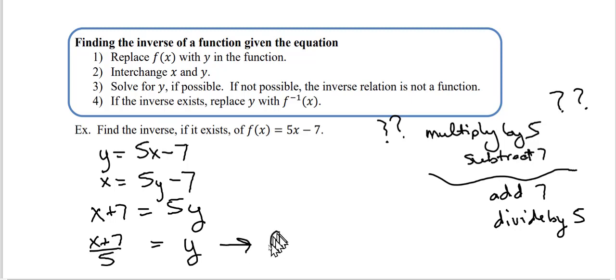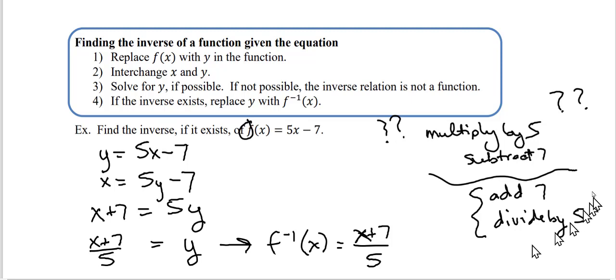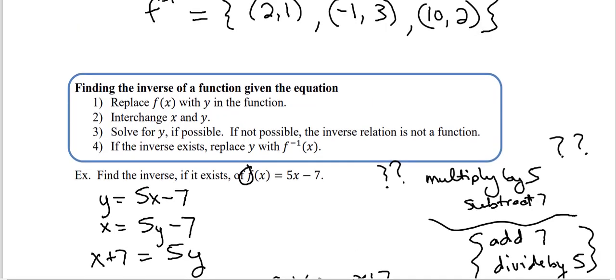And then using inverse notation, because this function was named f, we're going to say f inverse is x plus 7 over 5. Notice that matches what we talked about here as a possibility. If you take the x, you add 7 to it, and then divide that whole thing by 5, that's the inverse function we have here.